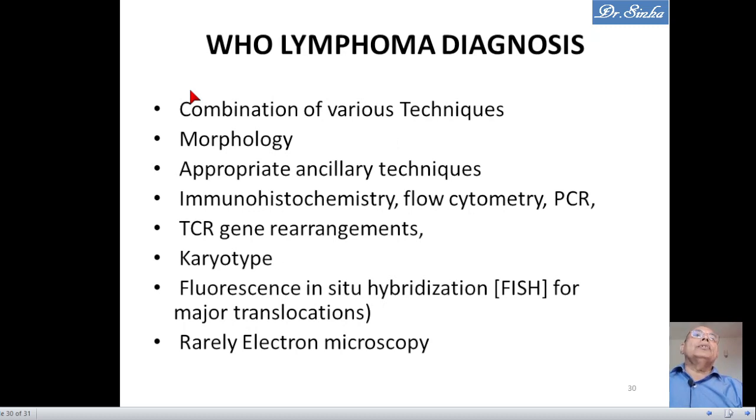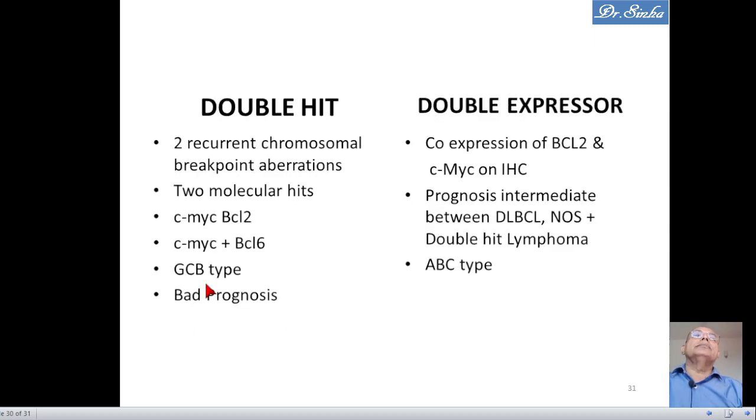WHO lymphoma diagnosis requires the combination of various techniques like morphology, immunohistochemistry, T cell receptor gene rearrangement, fluorescent in situ hybridization, and rarely electron microscopy.